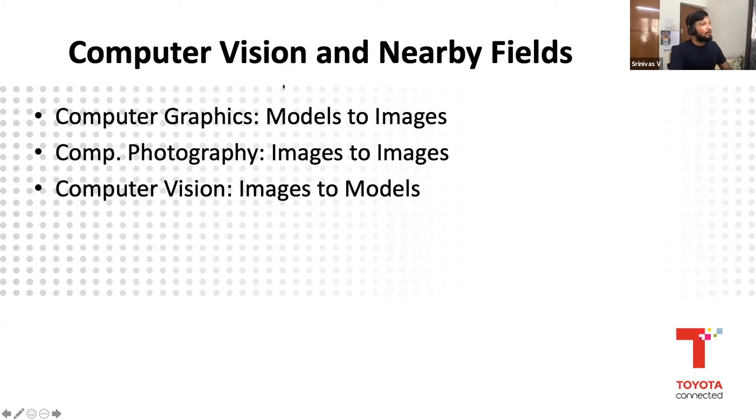So computer graphics and computer vision look inverse to each other. You have a mathematical model of how light reflects over a shiny surface, and then you render it into an image. That is computer graphics. In computer vision, you have an image of, say, light reflecting on an object, and then you try to model it and see where the light is reflecting. So this is basically the relationship between computer vision and its nearby fields.